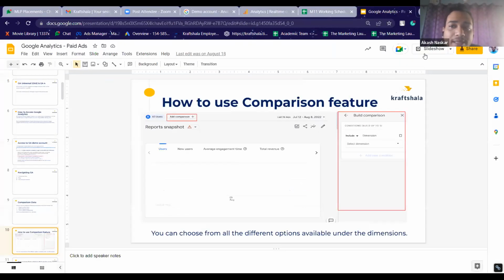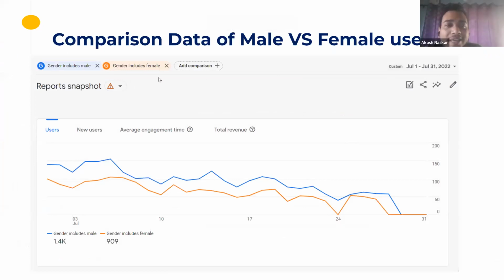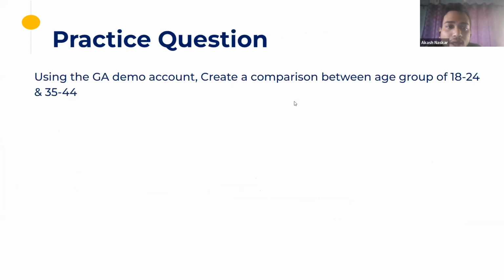Any questions in comparison? No? Cool. So here we can see, for example, a comparison between male and female users. What is the overall difference between the male and female users? So this is a question for you. Use the Google Analytics demo account and create a comparison between age group of 18 to 24 and 35 to 44. I want all of you to quickly go into this section.